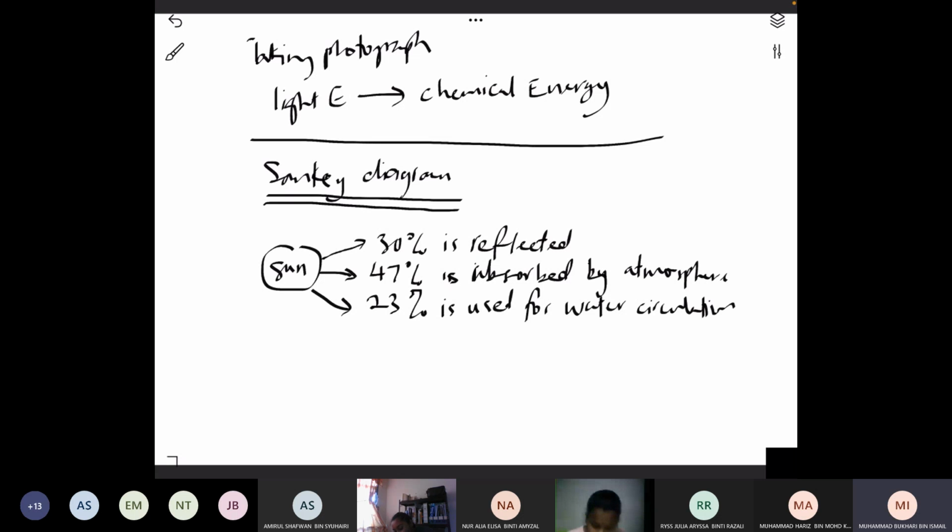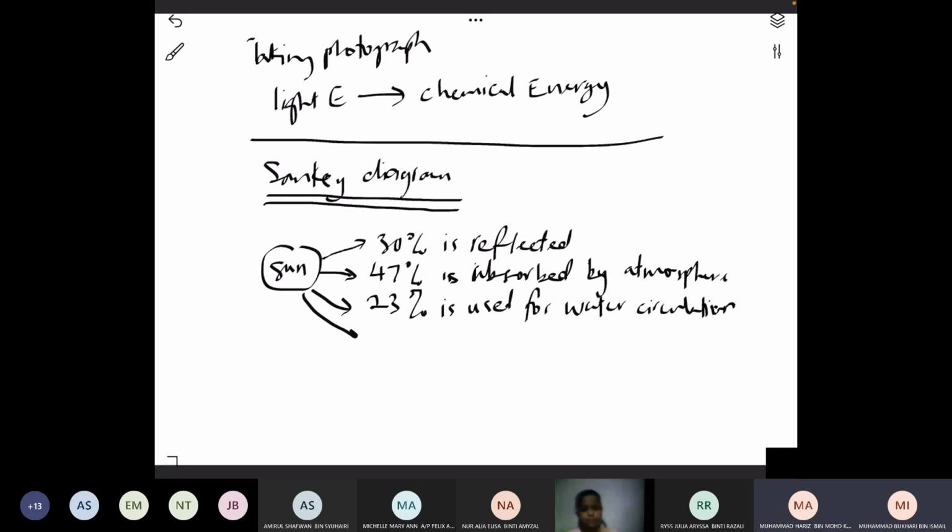You know water circulation? When light hits the ocean or the lakes, then evaporation occurs, right? Evaporation occurs, and then it changes to water again in the cloud, and then it falls as rain, right? So this is water circulation. So 20% of sunlight is used for this reason. Understand?